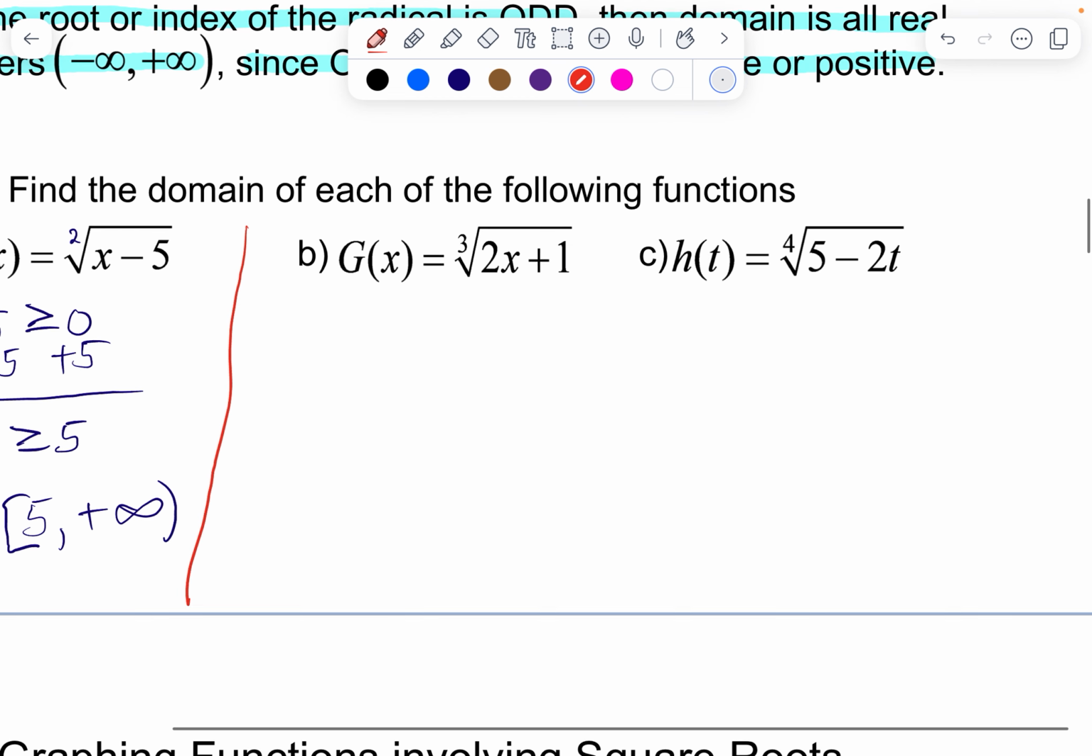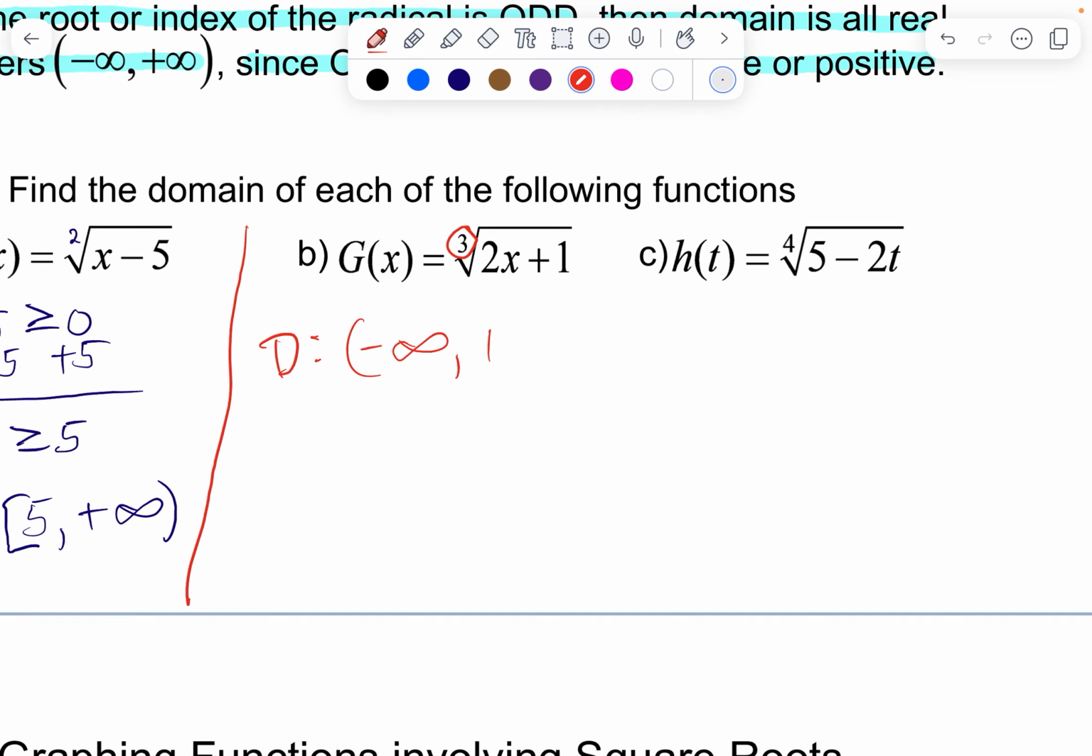For b, I've got g of x equals the cube root of 2x plus 1. Since 3 is an odd index, the domain is automatically all real numbers from negative infinity to positive infinity. There are no restrictions.